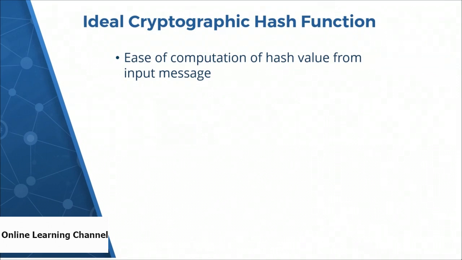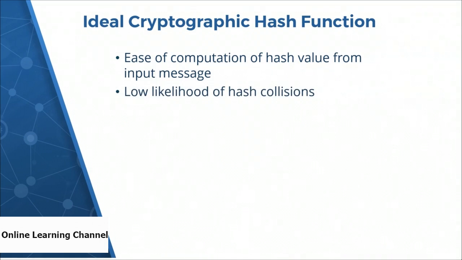Another important property of a cryptographic hash is the low likelihood of hash collisions. A hash collision occurs when multiple input values hash to the same output value. While this may be acceptable in many different situations, it is important for a cryptographic hash to have a rather wide range of output values and for there to be a rather wide distribution of the inputs to the outputs.